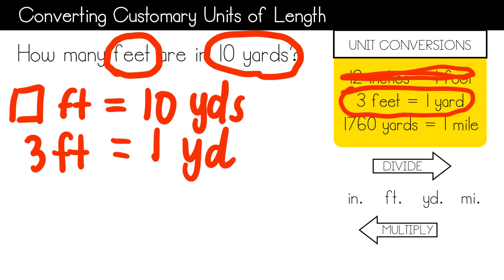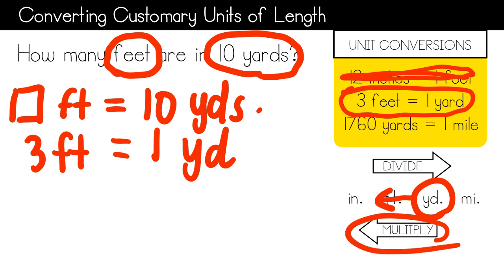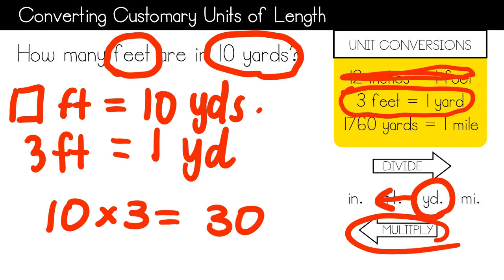So let's continue. We see that 3 feet equals 1 yard. We have yards, and we are going to feet. So we're going to multiply or divide. If you said multiply, you are right. Now 10 yards, we have 10 of those yards. 1 yard equals 3 feet. So 10 times 3 equals 30. 30 feet equals 10 yards.